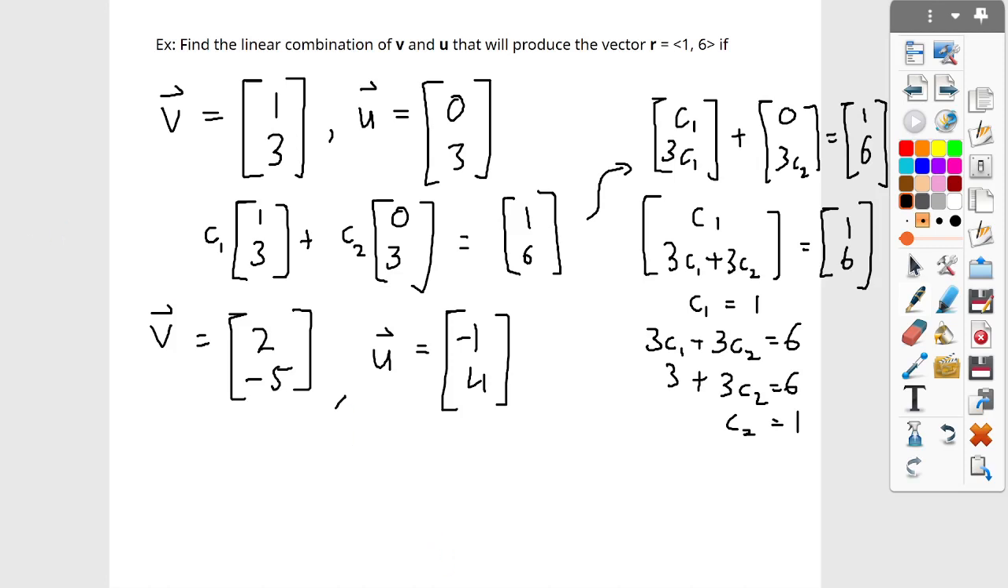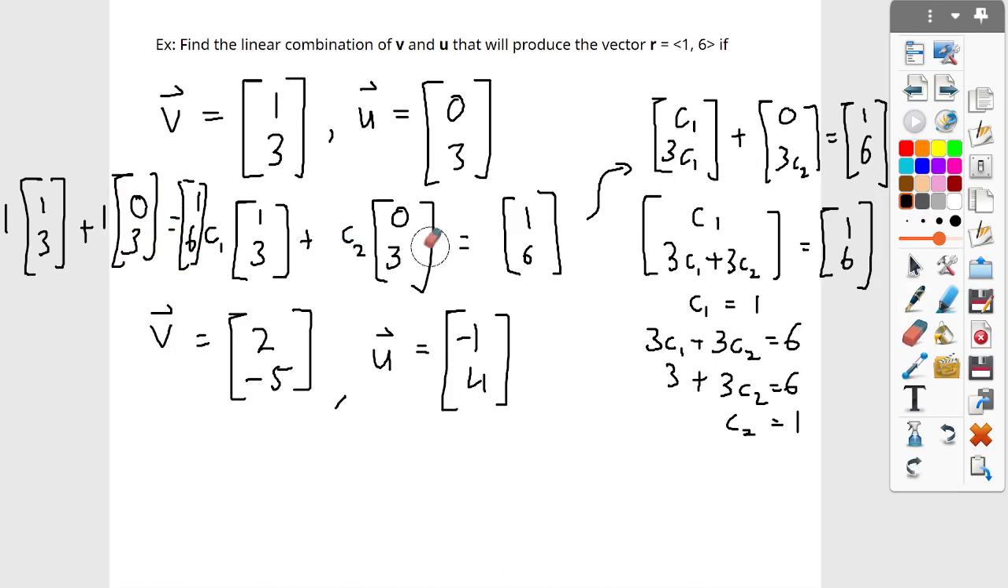I hope that's on the screen. Nope, it's not. Okay, so 1 times 1, 3 plus 1 times 0, 3 is 1, 6. That's how you would write it. These are column vectors. I could use row vectors, but I don't want to. So yeah, that's how you solve the first question.